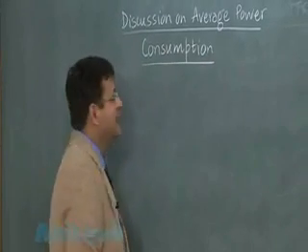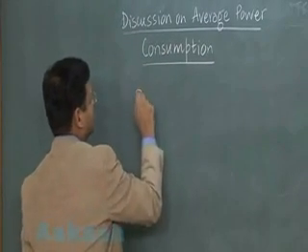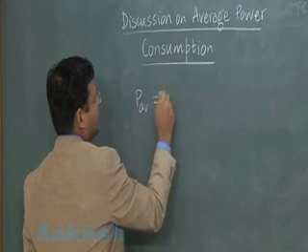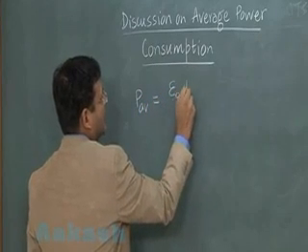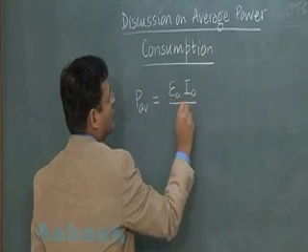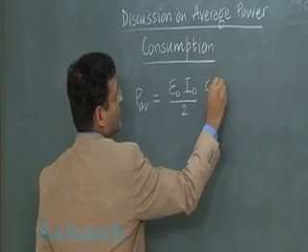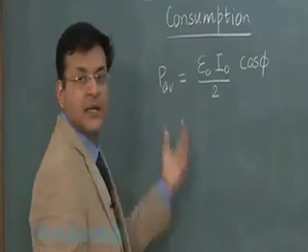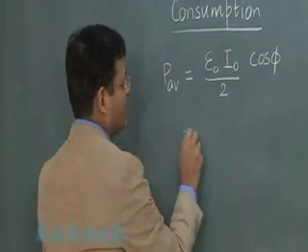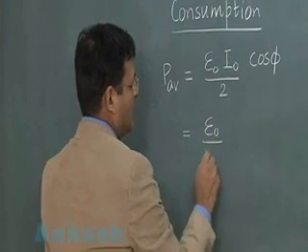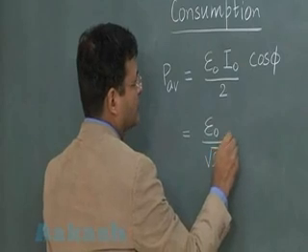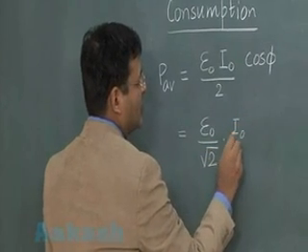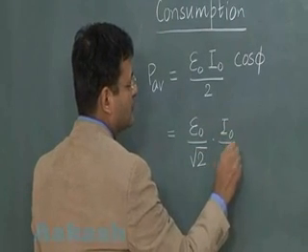Just now you have derived the expression P average as E naught I naught upon 2 cos phi. Remember that this 2 can be divided as root 2 multiplied by root 2. It can be written as E naught by root 2 I naught by root 2 cos phi.